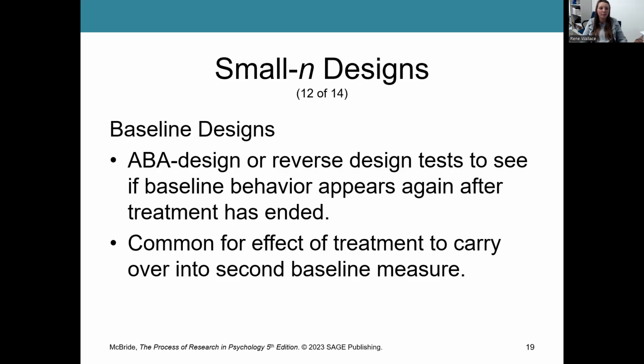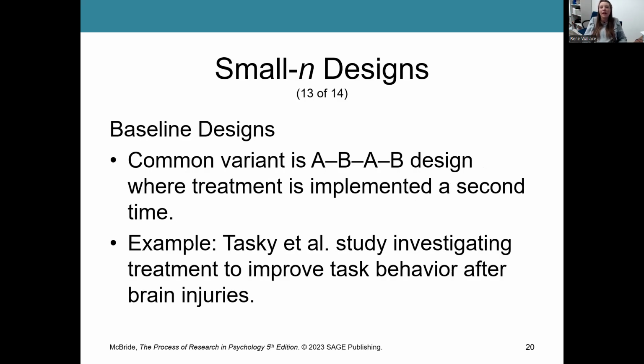ABA design is also called reverse design, to see if the baseline behavior appears again after the treatment has ended. So in an ABA design, condition A is first taken, then condition B is implemented, then the behavior is measured again with the treatment, and then finally another baseline, A, is measured after the treatment has been stopped, to see if the baseline behavior comes back or if that change was more permanent. ABAB design is where the treatment is implemented a second time. So all that stuff I just said, except then you get the treatment again after the second baseline assessment.